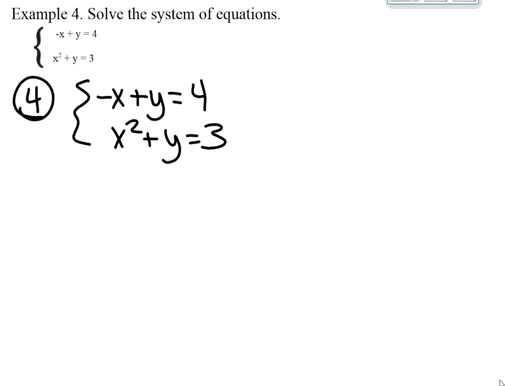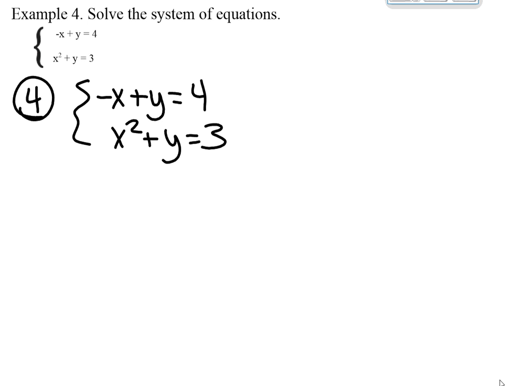Okay, so now it is Wednesday, 3/21, and these are the notes for 7.1, part 2. It's my hope that we'll maybe finish this today. Number 4 is solve the system of equations, which is negative x plus y equals 4, and x squared plus y equals 3. Just a reminder, that's a linear and a nonlinear equation.